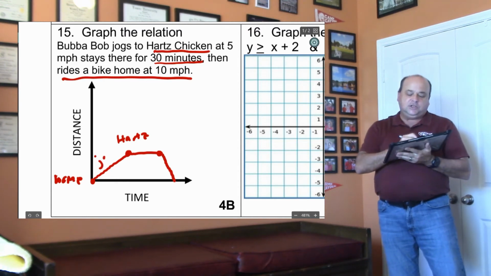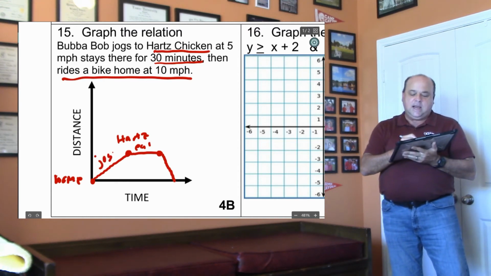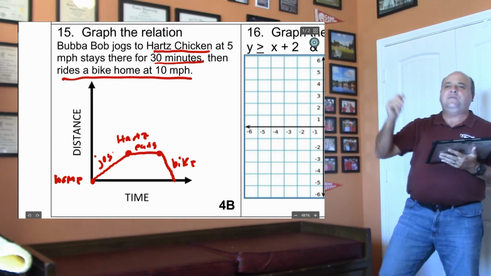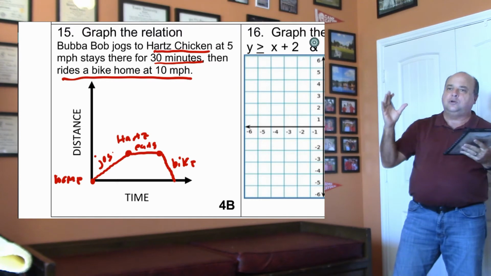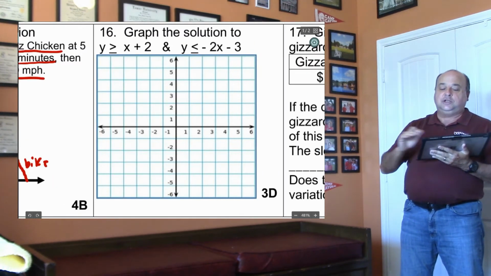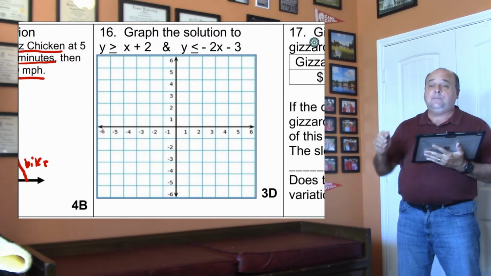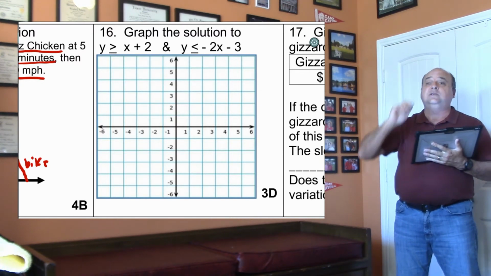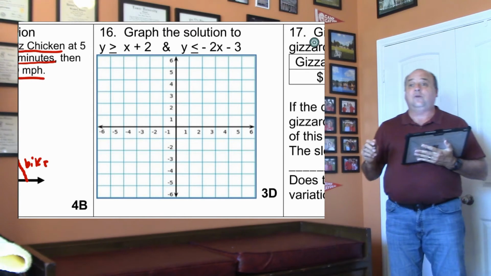So this is where he's jogging. This is where he eats, and this is his bike ride. Okay, so you're just making what that graph would look like. So you're making a relation there. Go to 16. I'm just going to start you off on this. This is the first time you've done this. We're doing this week in class, or actually you did it Friday, okay?